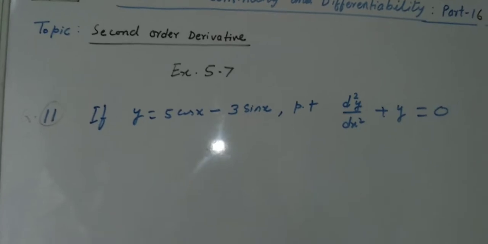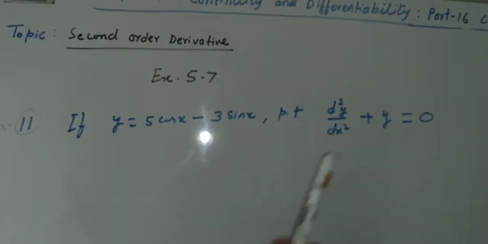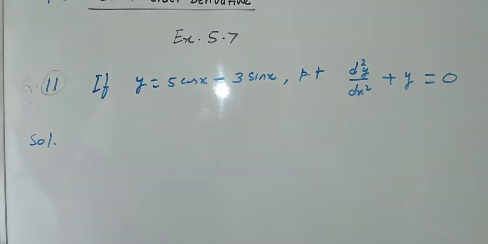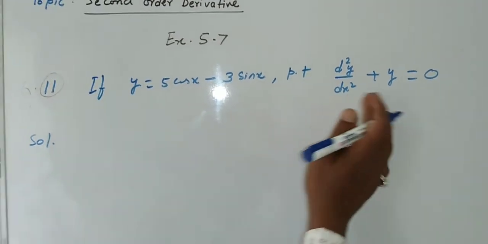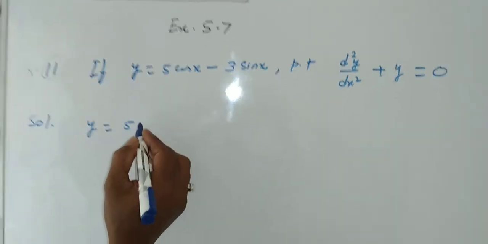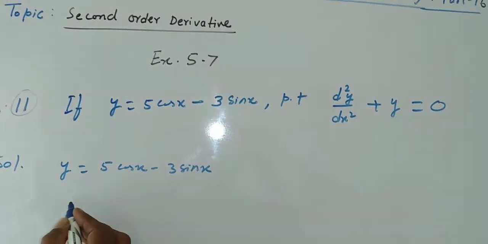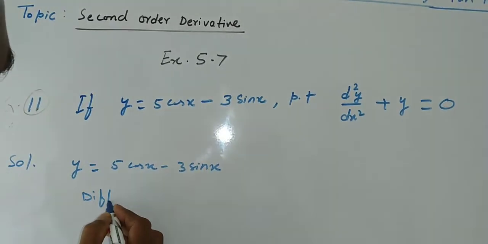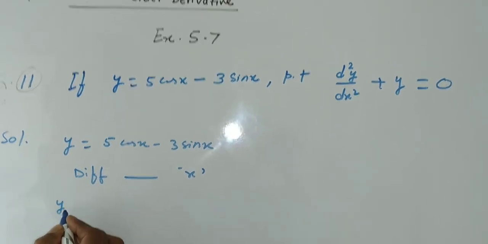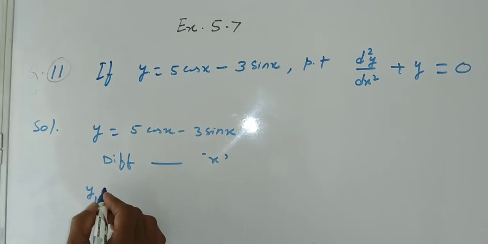Now question number 11. A function is given. We have to prove that the second derivative plus y equals 0. So just differentiate the given function two times and you will get the result. So y equals 5 cos x minus 3 sin x. Now differentiating both sides with respect to x, the first derivative, that is y1. We are using y1 instead of dy by dx.